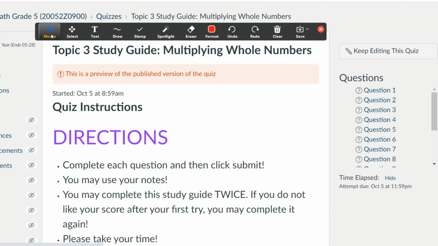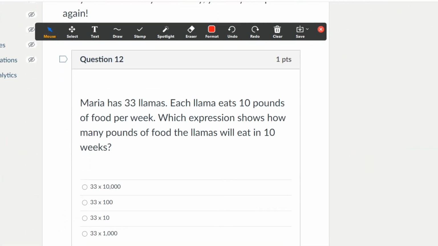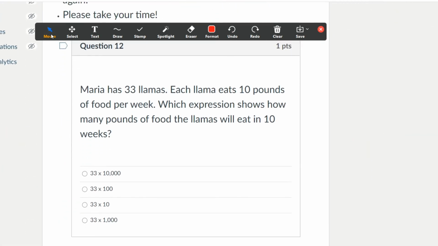Moving on, we are now at number 12. Maria has 33 llamas. Each llama eats 10 pounds of food per week. Which expression shows how many pounds of food the llamas will eat in 10 weeks?